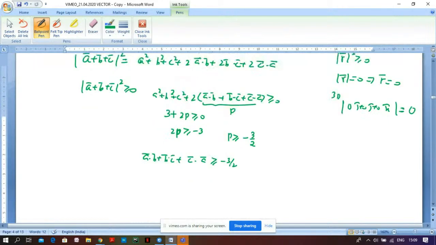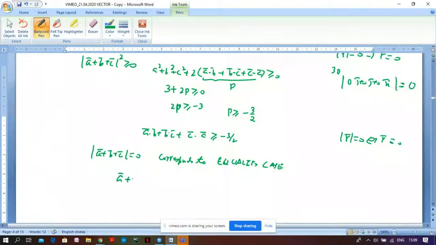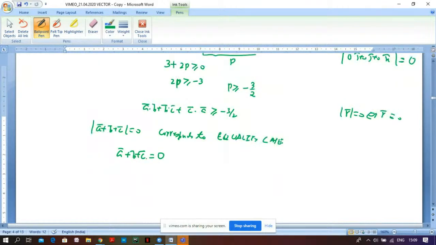Now, equality holds because this equality comes from 0. So it means that modulus of A plus B plus C equals 0. That corresponds to the equality case. It's like mod r equal to 0 implies r equal to 0. The converse is of course true too. So it means that the sum of vectors A plus B plus C must also be 0, because their mod is 0. So this is 0. If this is 0, then we are done.